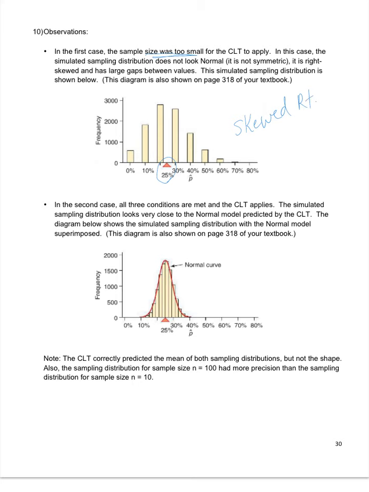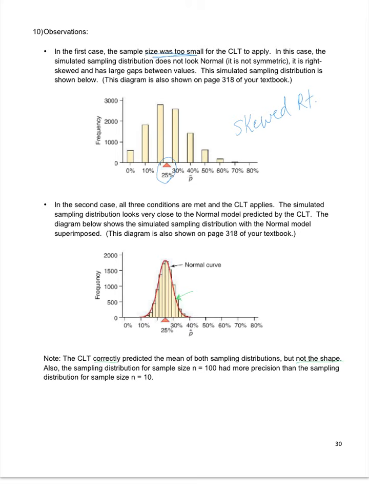In the second case, all three conditions are met, and the central limit theorem applied. The simulated sampling distribution looks very close to the normal model predicted by the central limit theorem. The diagram below shows the simulated sampling distribution with the normal model superimposed. This diagram is also shown on page 318 of your textbook if you want to take a closer look at it. Here's the model, that red line drawn in, and it's a very good fit for the histogram underneath it. So note the central limit theorem correctly predicted the mean of both sampling distributions, but not the shape in the first case. And that was condition number 2 that hadn't been met.